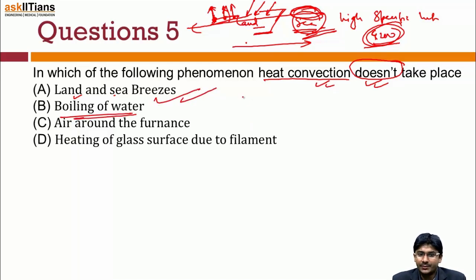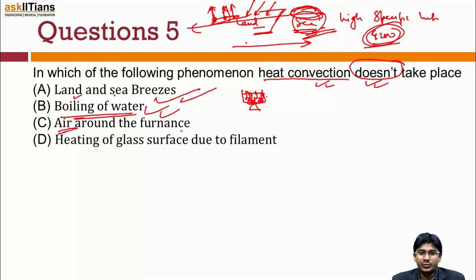Now boiling of water. If you are boiling water, there is a burner. What happens? The water that is in contact here goes up. That is the heated one. And the colder water comes down. Now this colder water again gets heated up. This goes up. So again there is a movement of water. Actual water molecules are moving. So boiling of water is also a convection process.